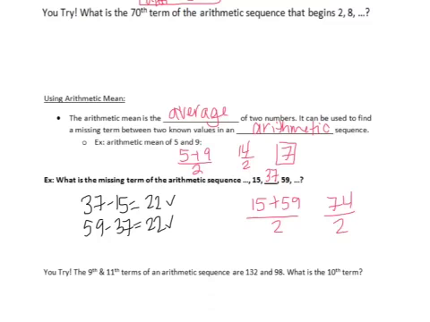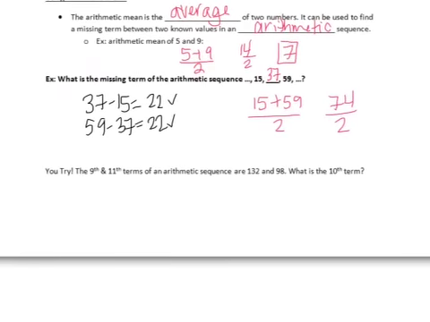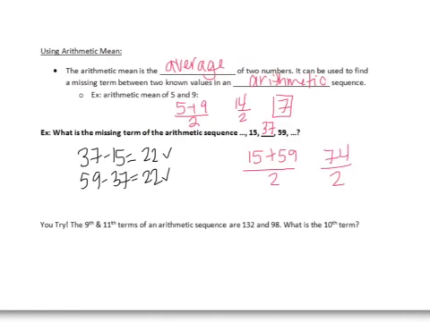Alright, so your last problem. I know it was a long video, I'm sorry, but hopefully it wasn't too difficult. The 9th and 11th terms of an arithmetic sequence are 132 and 98. What is the 10th term? Alright, you guys finish up that problem and then you're done.